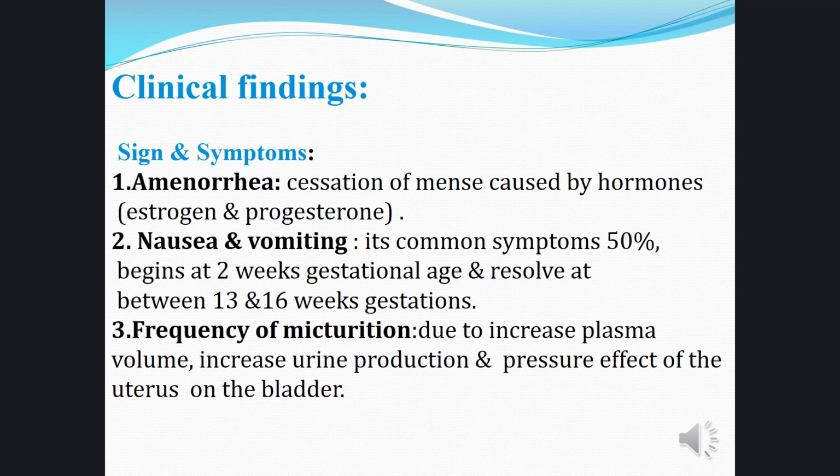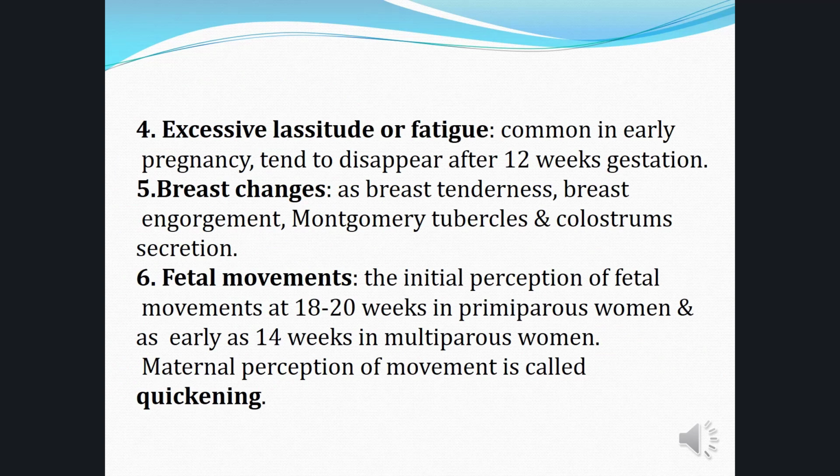Frequency of micturition due to increased plasma volume, increased urine production, and the pressure effect of the uterus on the bladder. Lassitude or fatigue is common in early pregnancy and tends to disappear after 12 weeks of gestation. Breast changes, such as breast tenderness, breast engorgement, Montgomery tubercles, and colostrum secretion.